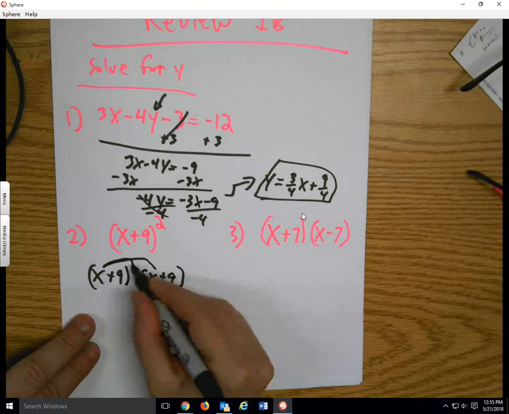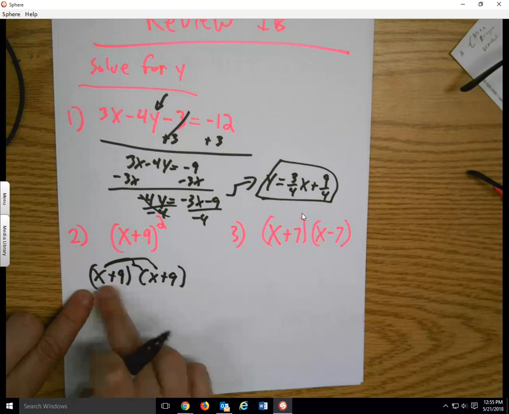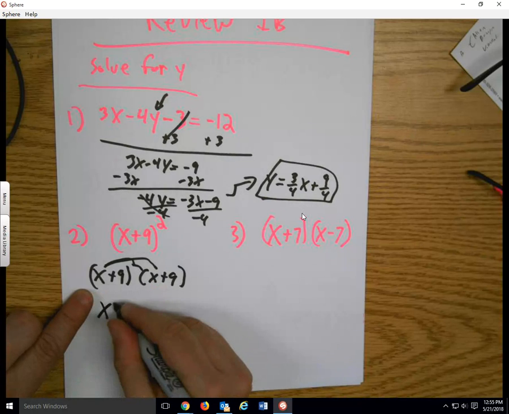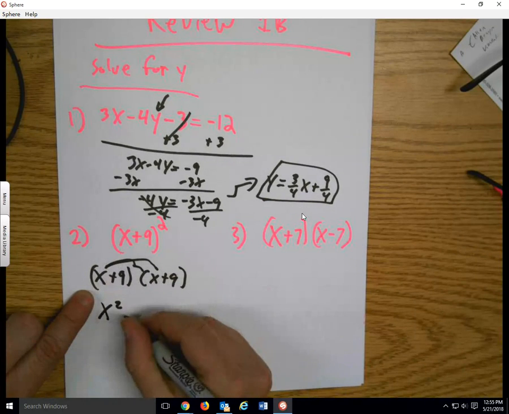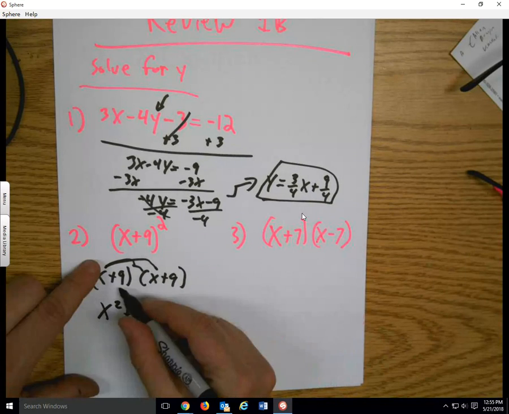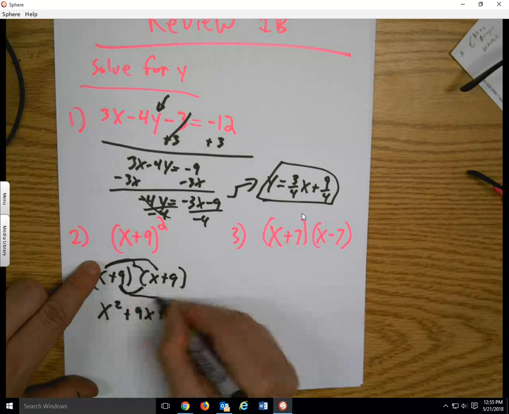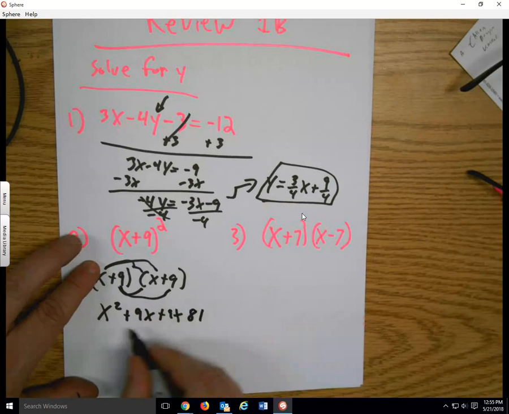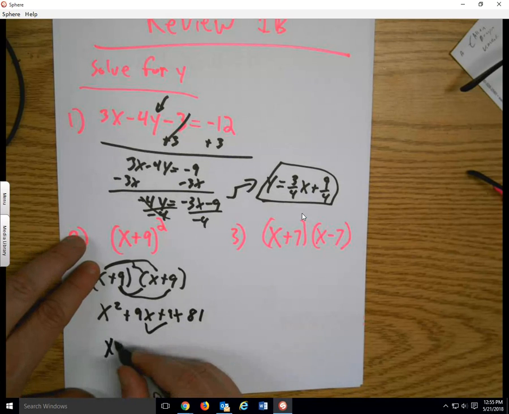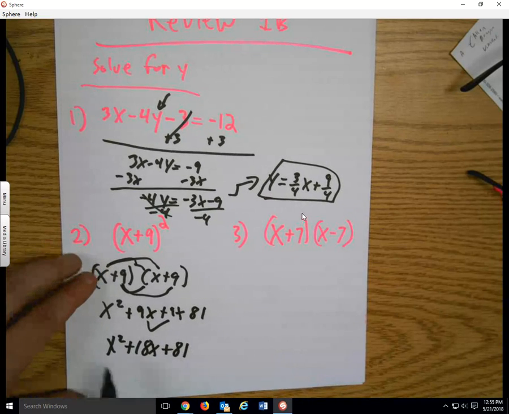That is the way that always works, and that's that you distribute twice. X times x, x squared. Then the x goes to the 9. 9 times x, well, just 9x. Then do it again. 9 times x is 9x. 9 times 9 is 81. Collect like terms. Bring down what you didn't use. That's the traditional way to do it.